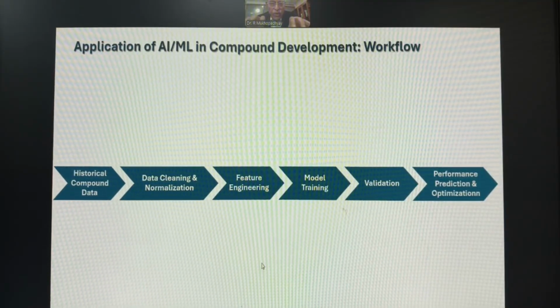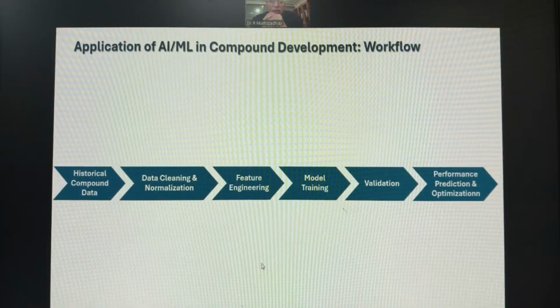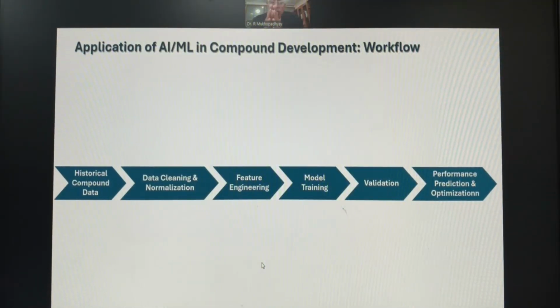This is the flow chart. Historical compound data will play a very, very important role, and then the data cleaning and normalization can be done under the guidance of the IT people. Then the compounder has to give all the existing formulas, the PHR ratio and others, with the property correlations.